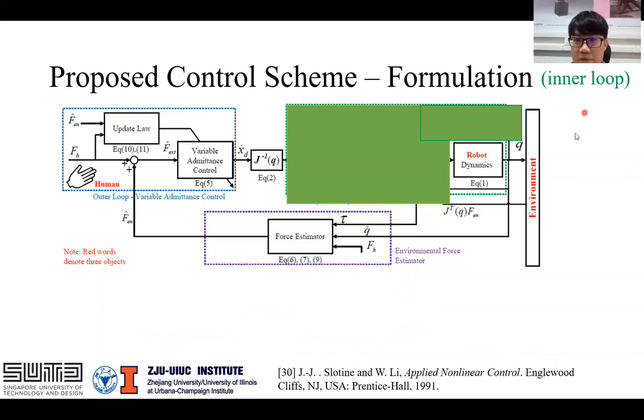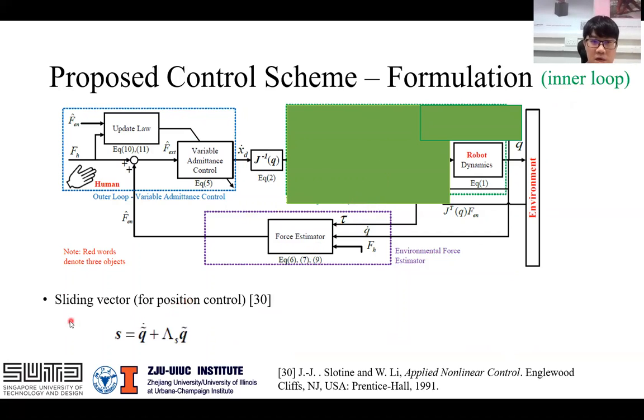Next is our inner loop. Our inner loop is a robust adaptive controller. But before we dive in, I want to introduce you to a sliding vector from this paper. This is for position control.